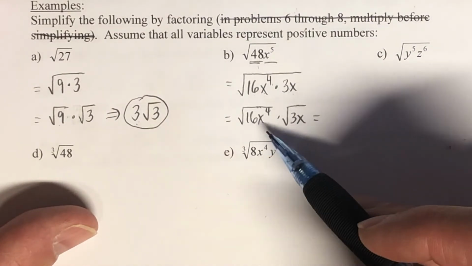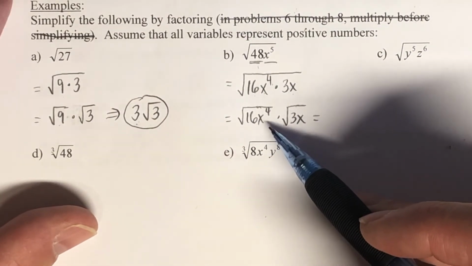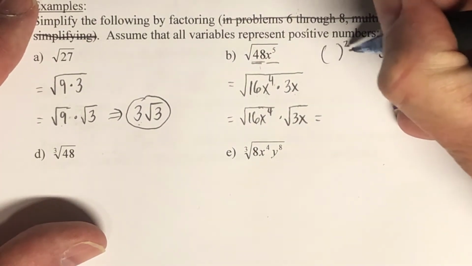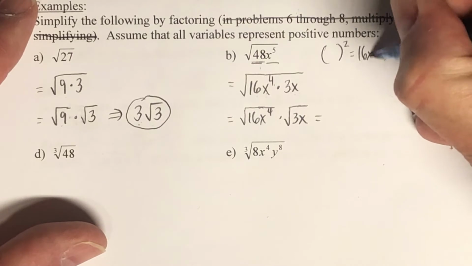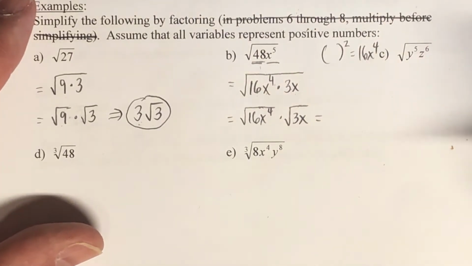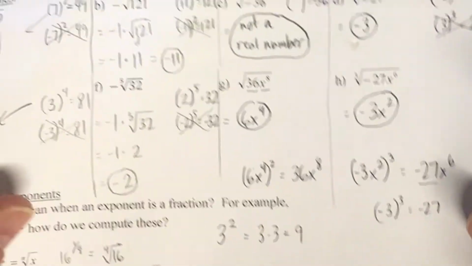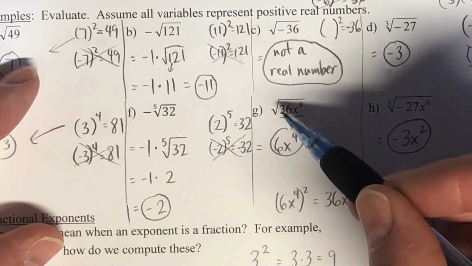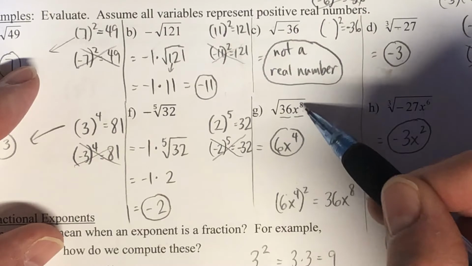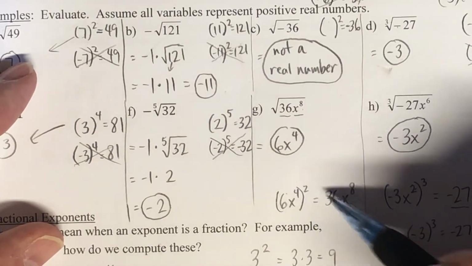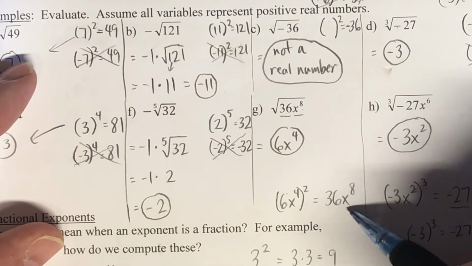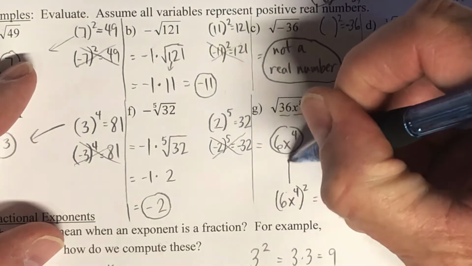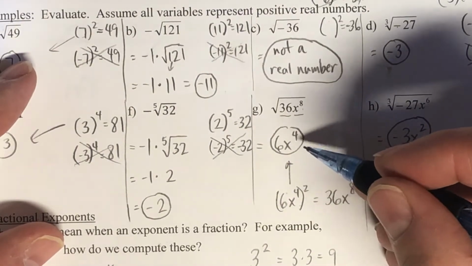So what is the square root of 16x to the 4th? Okay, in other words, what thing is taken to the second power that's equal to 16x to the 4th? Looking at a problem from a different video right here, it's kind of like this problem right here where it's the square root of 36x to the 8th. What thing is taken to the second power to equal 36x to the 8th? The answer is 6x to the 4th, which is where this answer came from.